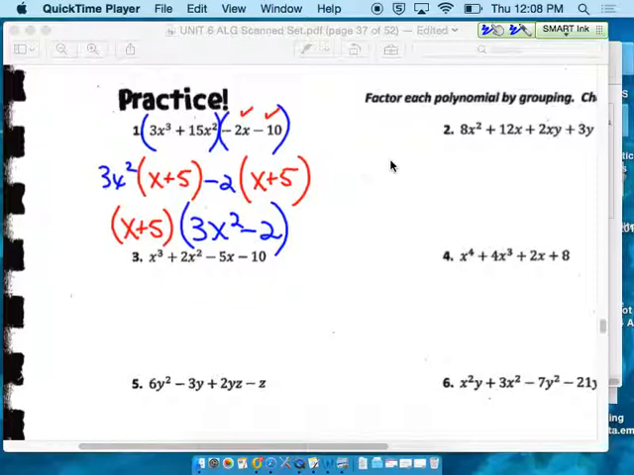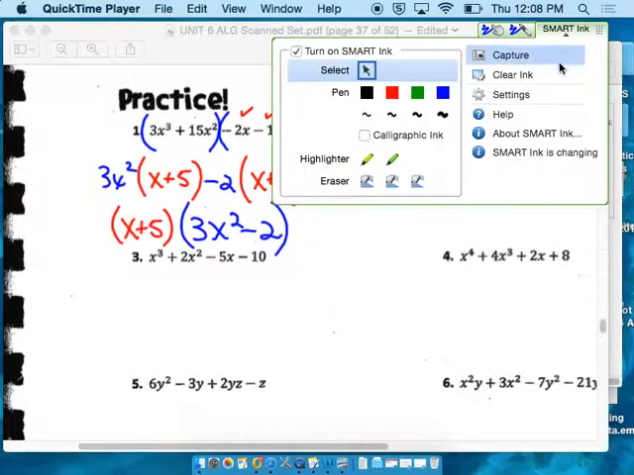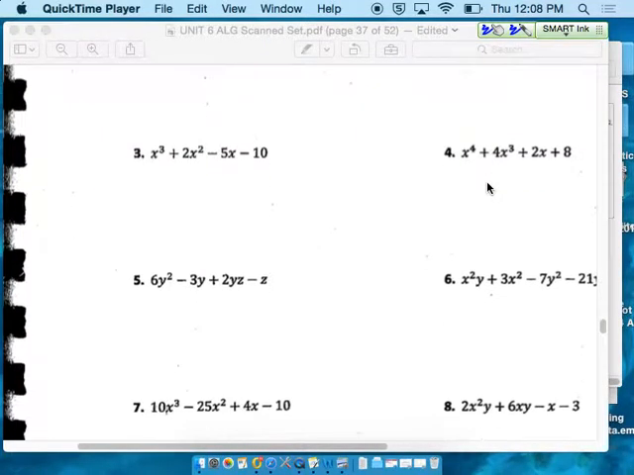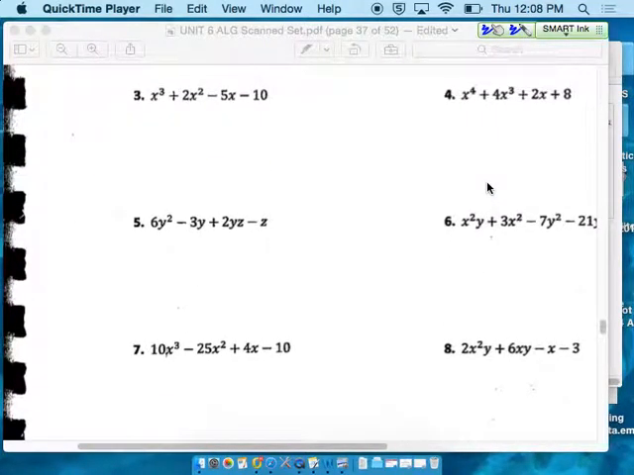I'll do one more on the video, but that should be enough to give you a model to work with. Let's look at number 3 on the video. It's arranged in standard form. You don't have a GCF.